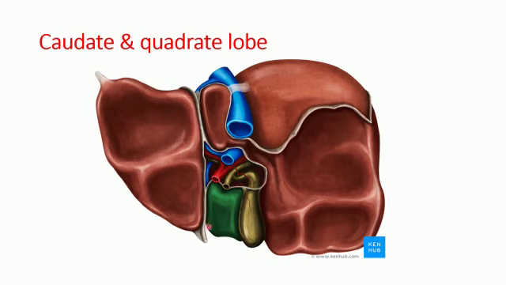So coming back to the relations, the quadrate lobe is crossed by the pyloric part of the stomach and the first part of the duodenum in the middle, and the right free margin of the lesser omentum with its contents in the upper part. So this is the place where the lesser omentum along with its contents will be seen. The transverse colon is in the lower part, provided the stomach is empty. So the transverse colon will be here. If the stomach is empty, the transverse colon will come in relation with this.